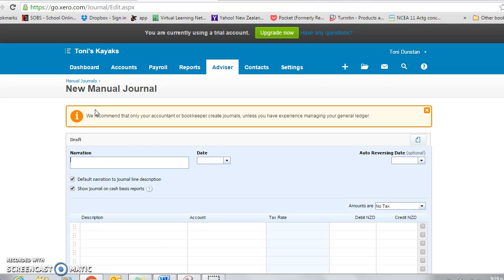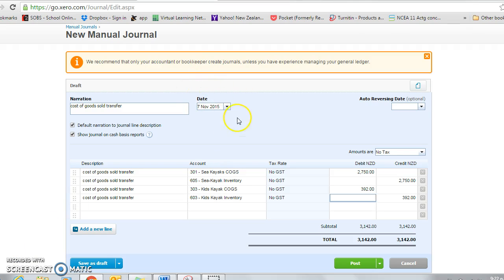The narration is cost of goods sold. The date must be the same as when the transaction occurred. Make sure that the amounts here, we've got no tax, and what you are doing is debiting the cost of goods sold and crediting the inventory account.